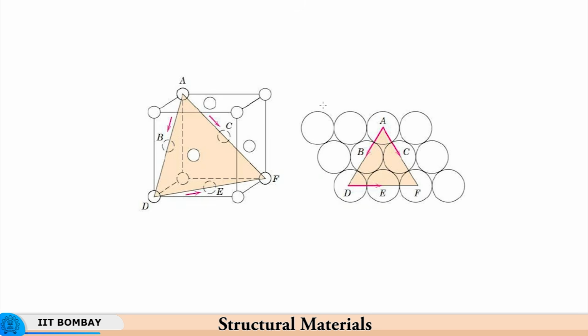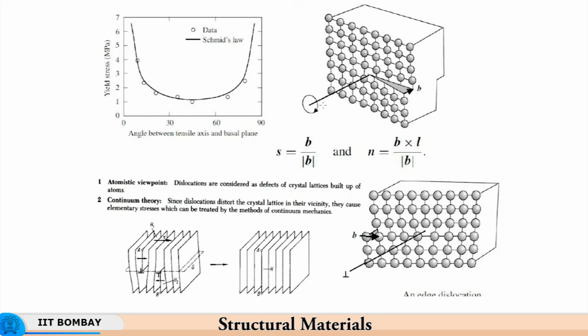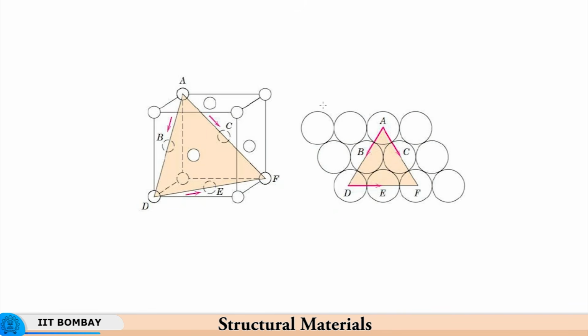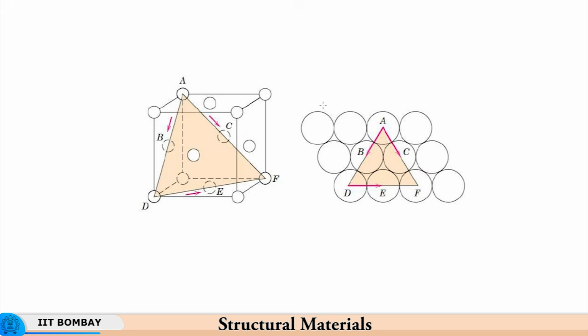So now what we have again seen is that if you align this plane and direction such that the plane of easy slip comes in the plane of maximum shear stress, then you will have easy dislocation motion, and therefore you will get the material to behave softer.